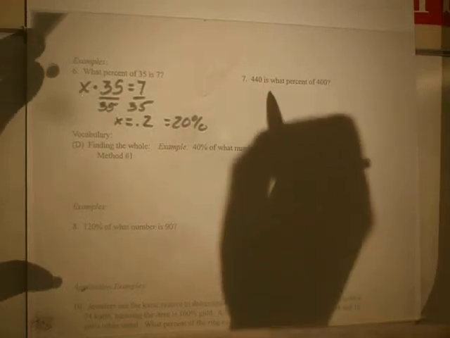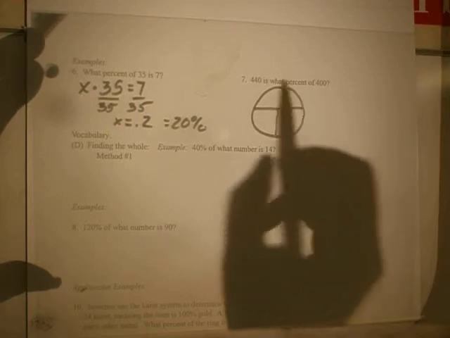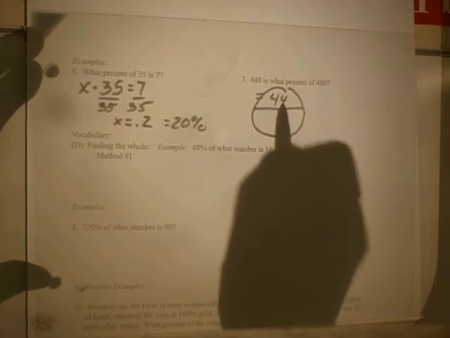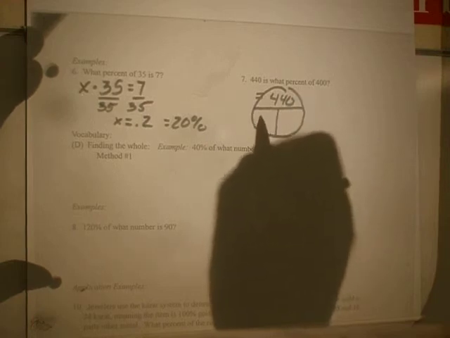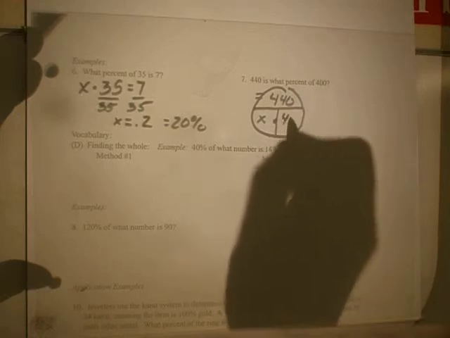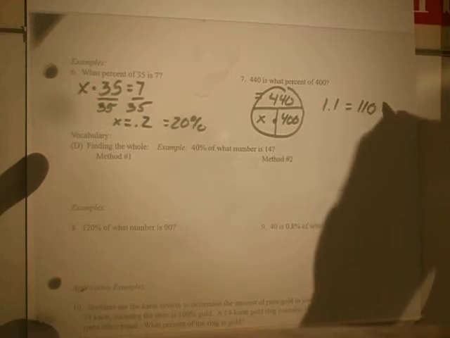And number 7, I'm going to do with this circle thing. 440 is, well, the equal to or the "is" number goes up here on the top. What percent is our variable? Of 400. And now you can see that fraction. You have the 440 on the top, the 400 on the bottom. If you divide that, you end up with 1.1, which is 110%.